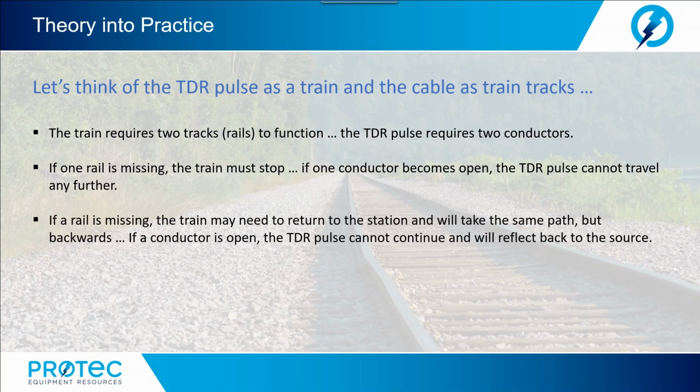If a rail is missing, the train may need to return to the station, and it will take the same path, but simply traveling in reverse or backwards. If a conductor is open, the TDR pulse cannot continue, and it will reflect back to the source along the same transmission line, except traveling backwards or returning to the source.